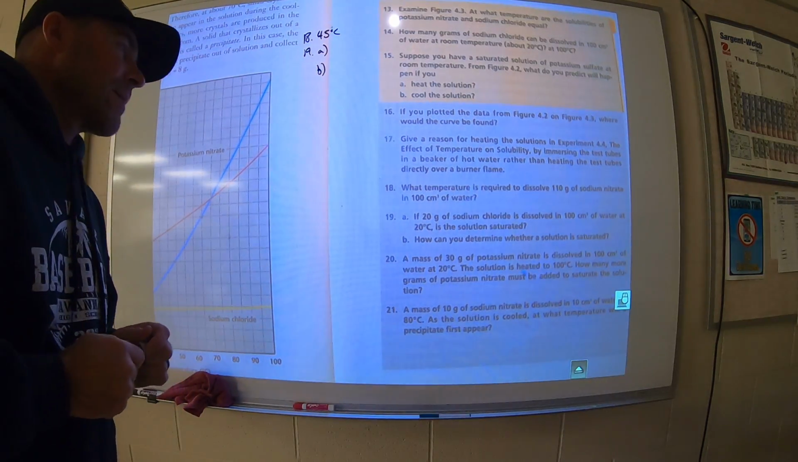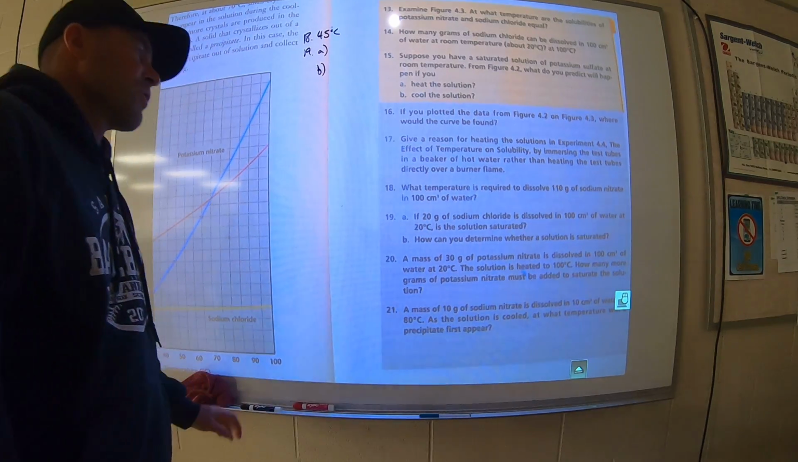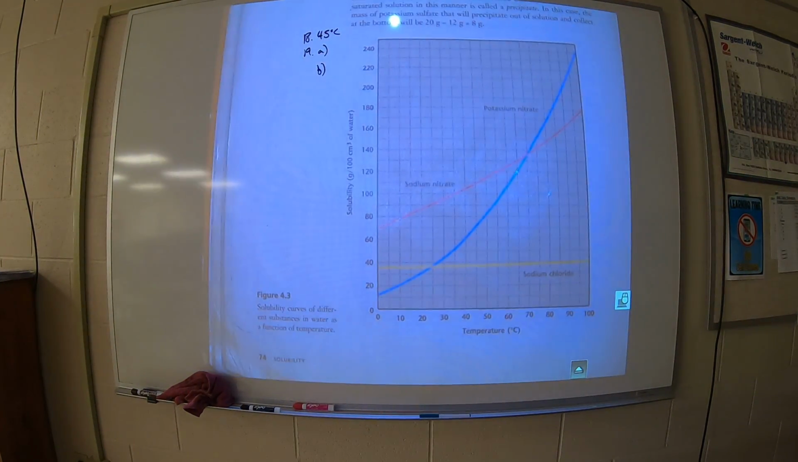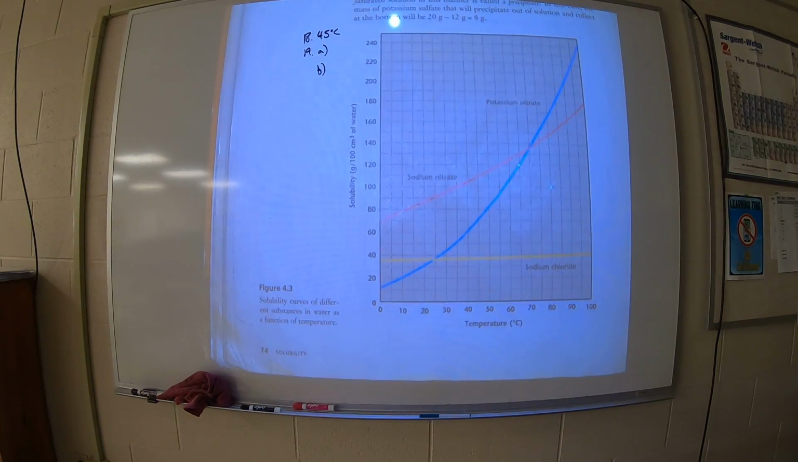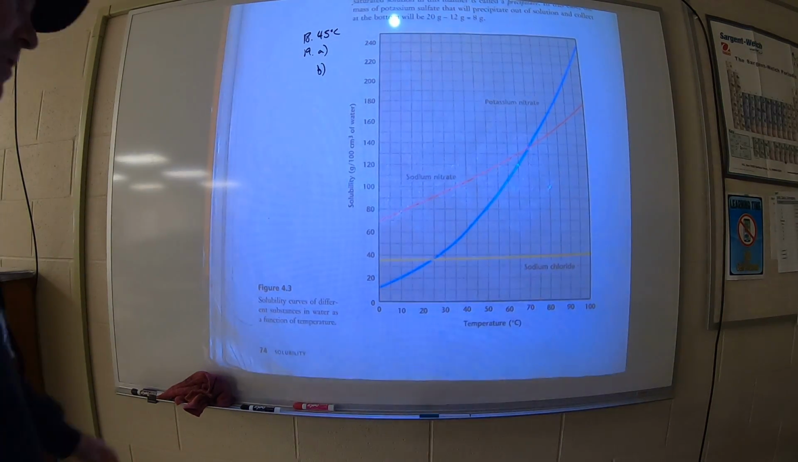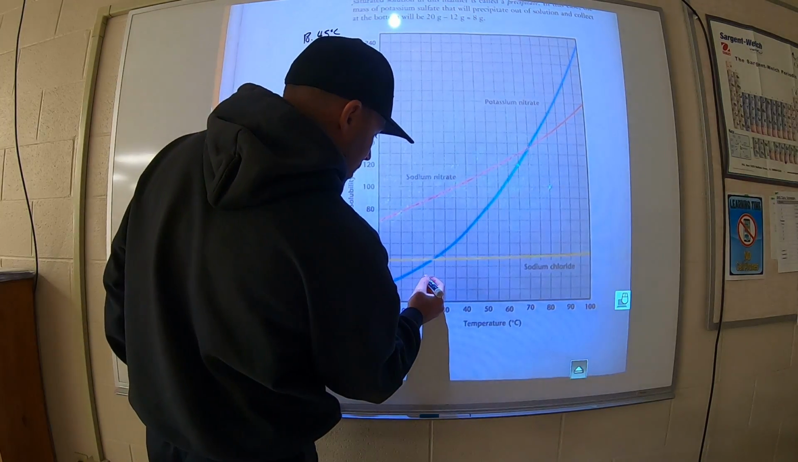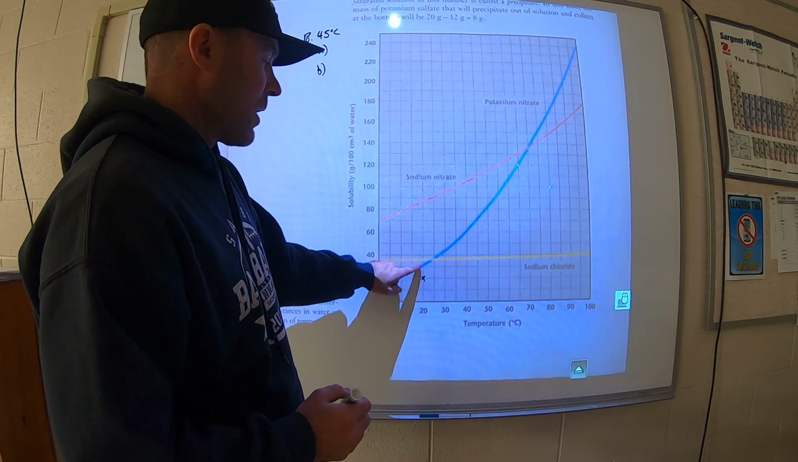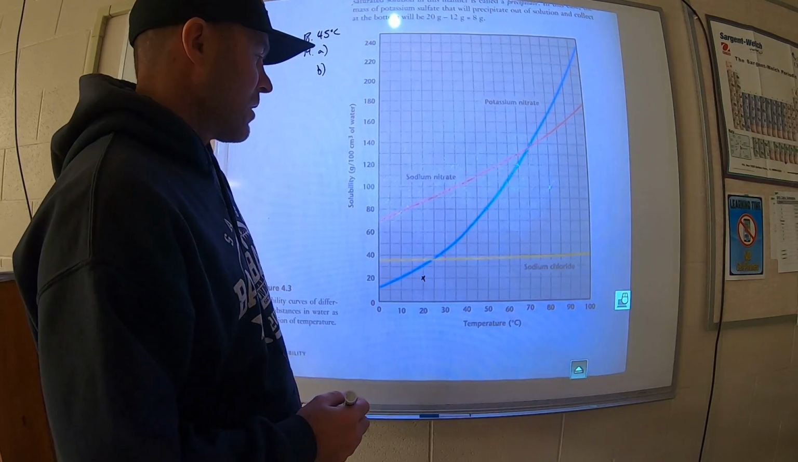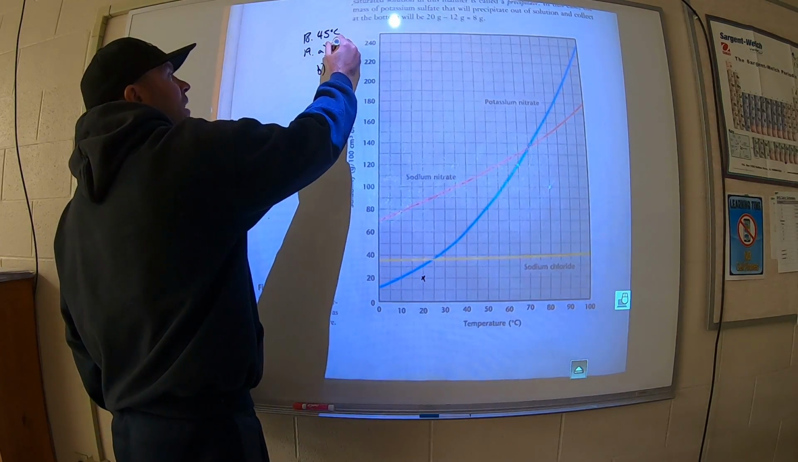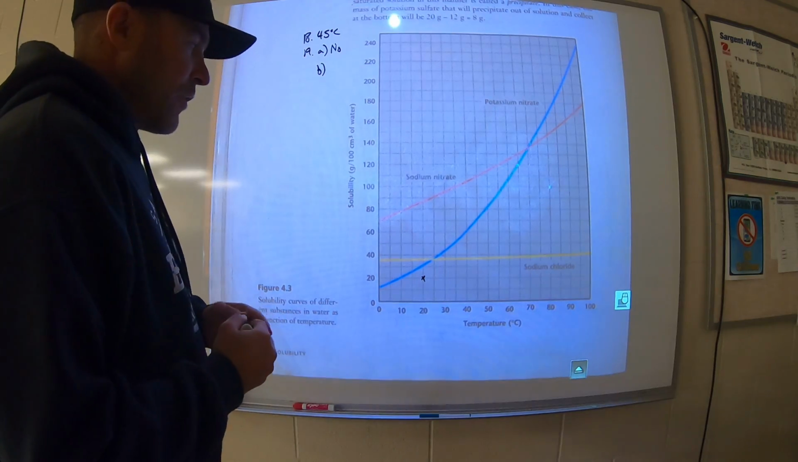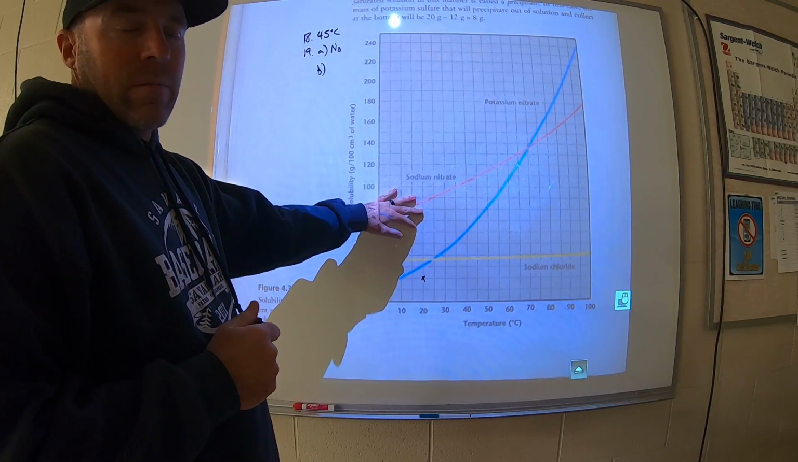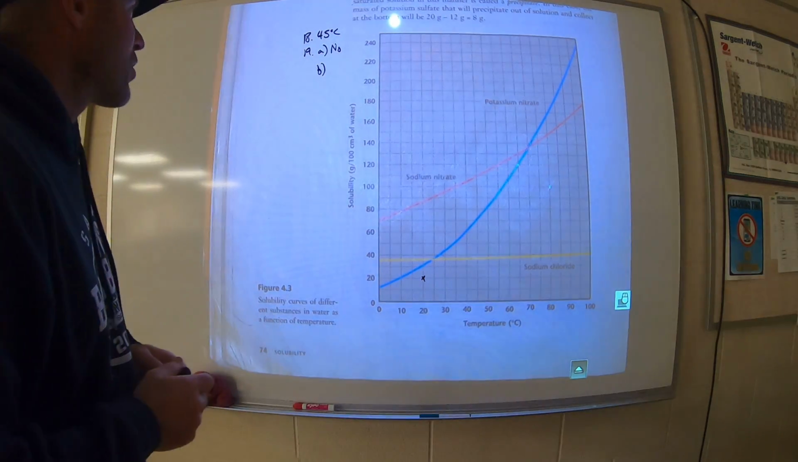Number 19, we've got A and B. 19 says if 20 grams of sodium chloride is dissolved in 100 cubic centimeters of water at 20 degrees Celsius, is the solution saturated? So if we find 20 grams at 20 degrees Celsius, that's right here. This line is a saturation point for sodium chloride. It's below the line, so it's not saturated. So we're just going to say on letter A, no. If you're at the line exactly or above the line, it's a saturated solution. If it's below the line, it's an unsaturated solution.